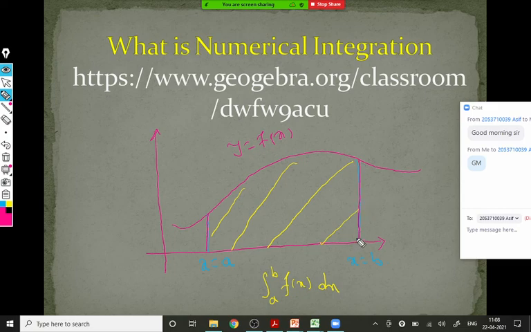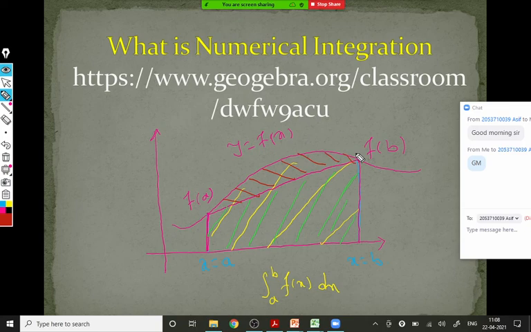Right now, suppose I join this upper point, say this is (a, f(a)). This height is f(a), and this height is f(b), because this is at x equal to b. Suppose I join them by a straight line. Then we are going to get this area only. Obviously both areas are not the same. There is an error, and that error is this much.